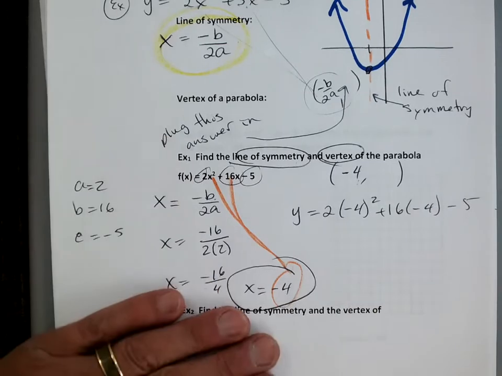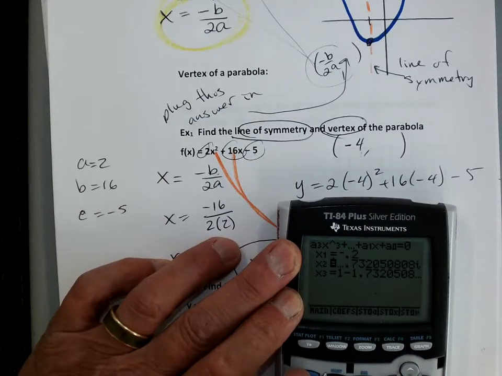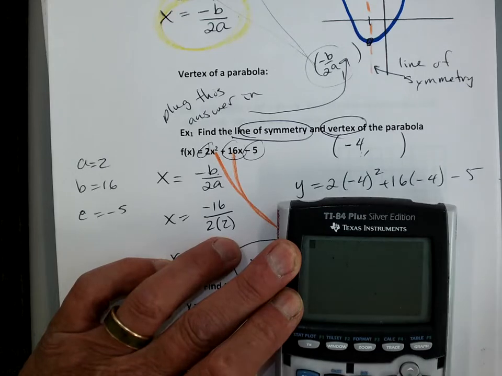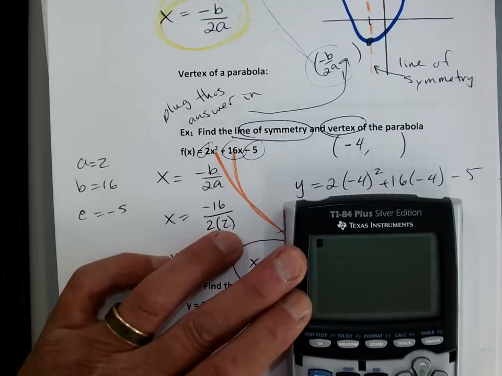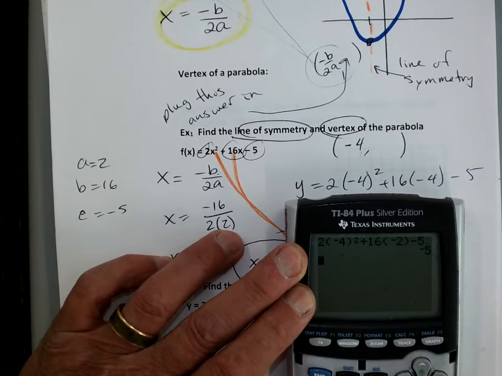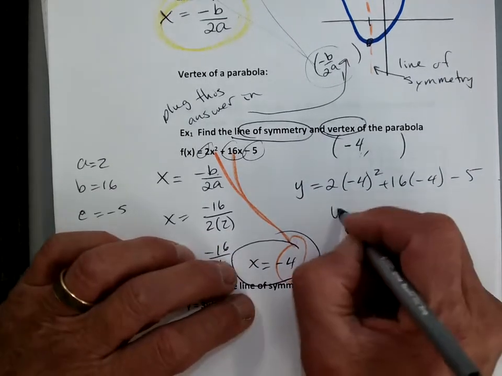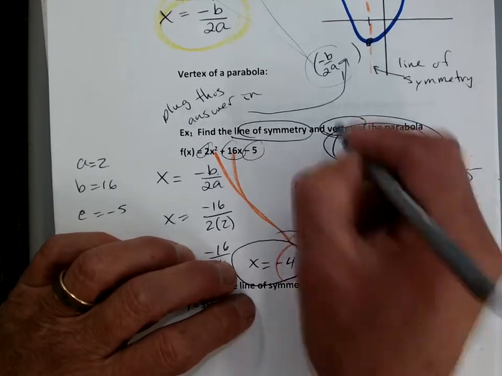Now, sometimes I'm a little lazy and I let technology do the work for me, but that's okay. Why not, right? Let me darken my screen. Well, I can't. So anyway, I'm going to just plug it in. I'm going to go 2 times a negative 4 squared plus 16 times a negative 2, subtract 5, and I get an answer of negative 5. Okay, so y equals negative 5, which is the y value of my vertex.